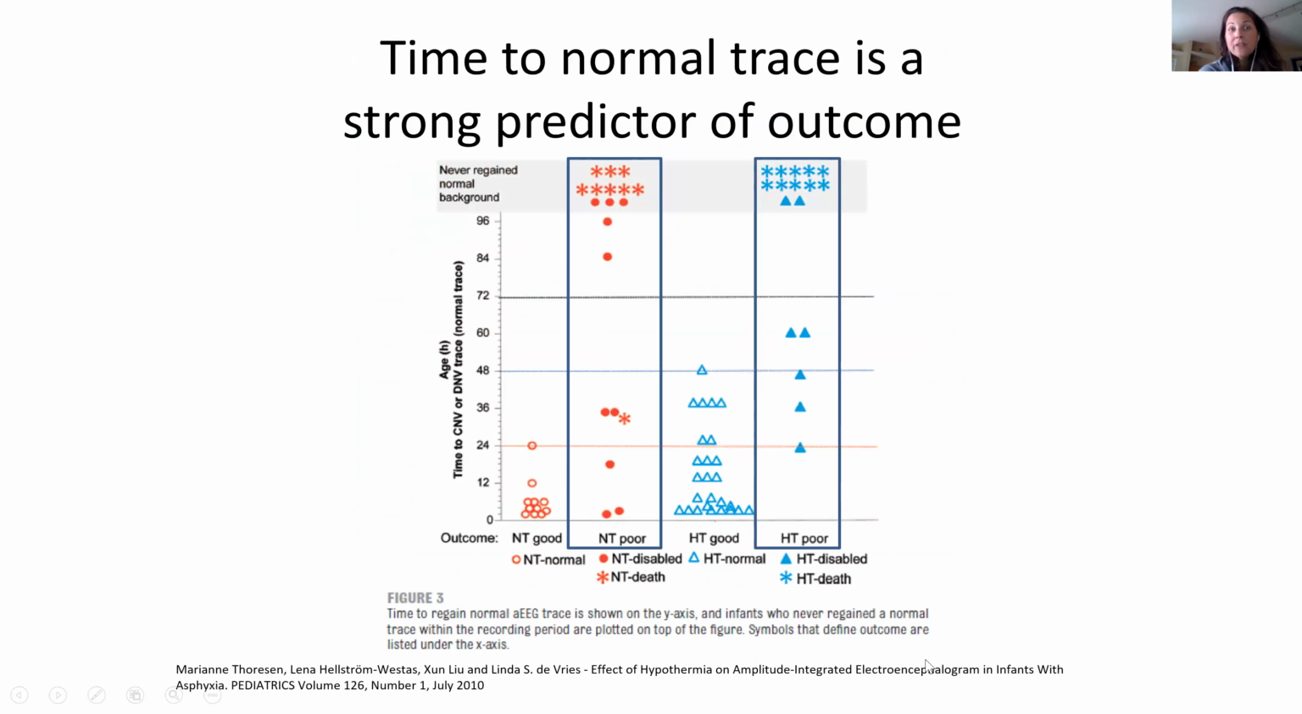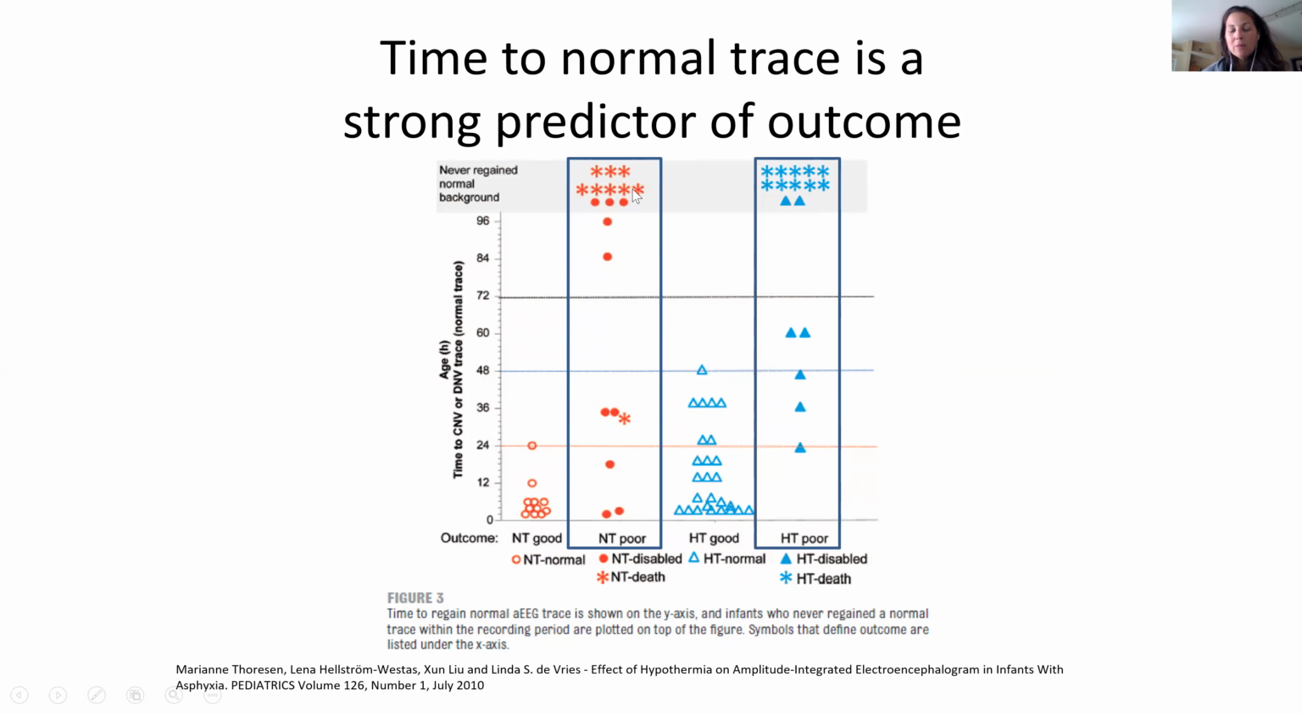Okay, the other thing is, this is just another way to look at it. In that paper, I love this paper, it's so helpful to us, the red babies are normothermic babies. The blues are your hypothermics. And then we have good outcome, bad outcome, good outcome, bad outcome. Again, look at the bad outcomes. We have these babies who are reaching a normal trace past 24 hours, all the way up here, and some never do.